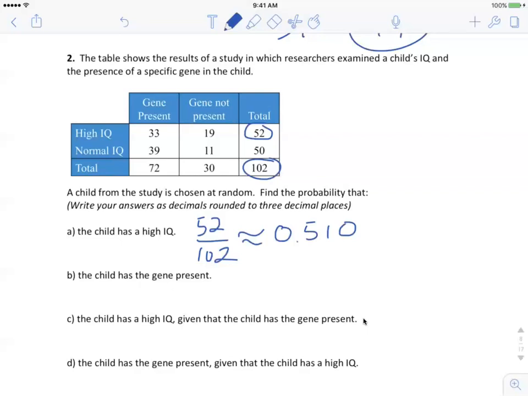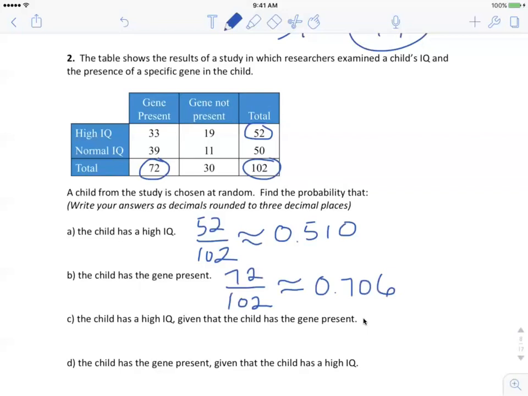How about that the child has the gene present? So again, there's still 102 of them. What's the total that have the gene present? Total is 72. All right, 72 divided by 102 is 0.706. All right, those are some standard probability questions. Now we get into the conditional probability.